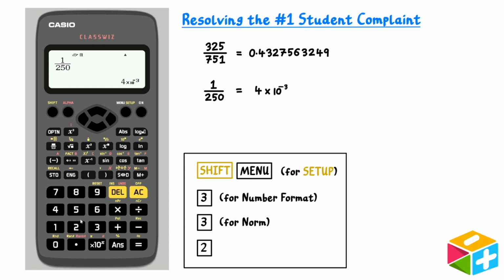Let's type in the same fraction as before, 1 over 250, and see what happens this time. This time, the answer is provided in decimal form, 0.004. This format is more understandable and much easier to work with than the 4 times 10 to the minus 3 that we got earlier.